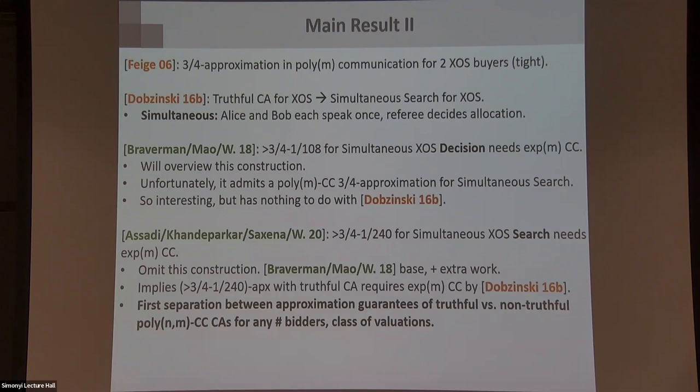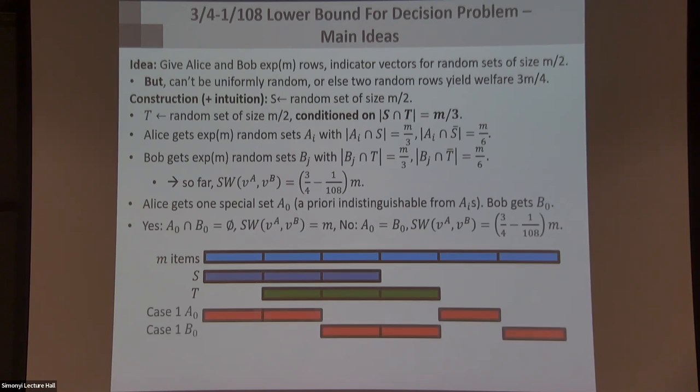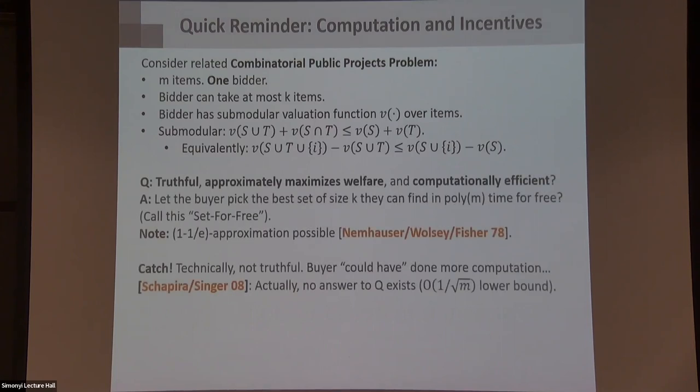With 5 minutes, I'm not going to show you what the hard instance is, but it fits into a colorful picture. What I would like to do in the last couple minutes is, since you were interested in the definition, pose to you how I would propose getting around this. So this is a full reset. We're now going back to this weird sounding instance with computation incentives, where I said I really just want the buyer to pick the best set of size k that they can find in poly time. I really wanted to call this truthful, and I really wanted to call this poly time, and I really wanted to say it got a 1-1/e approximation.